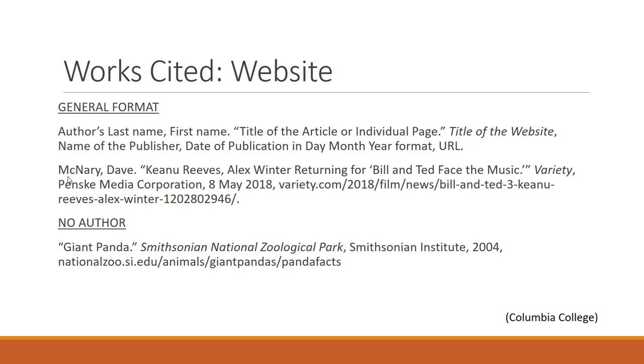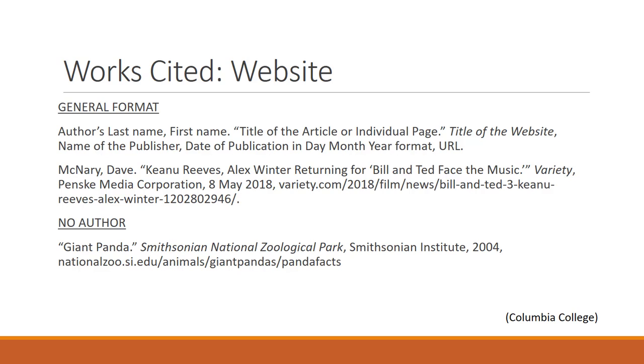Websites. So I think the websites can be pretty tricky. Okay, so if you have a perfect website with all the information that's needed, you would do this. You do the author's last name, first name, title of the article or individual page. So when you think of websites, you can consider a page to be an article. Okay, then the title of the website in italics, name of the publisher, date of publication in day, month, year format, and then the URL.